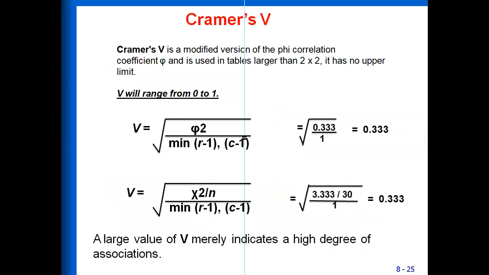Then we can also calculate Cramer's V. Cramer's V is the phi correlation coefficient divided by the minimum of row minus 1 and column minus 1. Here, row minus 1 and column minus 1 are the same, because row is 2 and column is 2, so we have taken 1. And phi square we have calculated as 0.333 over 1 under the root. Cramer's V can also be calculated as chi-square over n divided by the minimum of row minus 1 and column minus 1. Again, the value is the same because the phi coefficient is chi-square over n. From that, we have derived this formula.